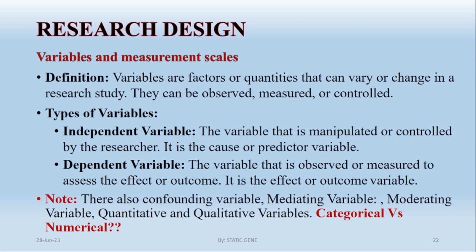So it is the effect or the outcome variable. So those are the two main categories. But as you deep dive into research design and research writing, you may come across other types of variables, like the confounding variable. You may hear about it. Those are variables that influence both the independent and the dependent.